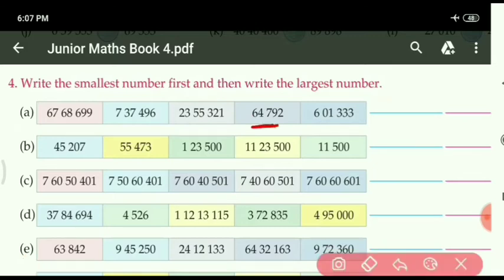So what will the smallest number be? 64,792. Okay, so write here upside a small s. It means smallest number, and write it in the first column. Got it? 64,792. Okay.